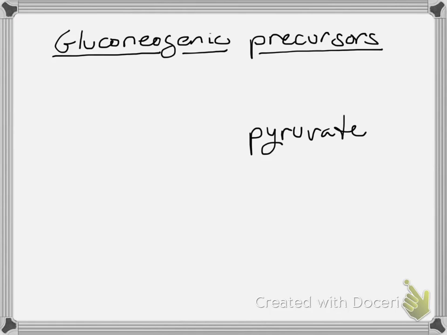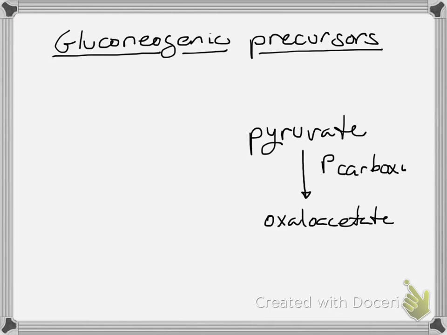So pyruvate is going to, remember, in gluconeogenesis, form oxaloacetate by the pyruvate carboxylase enzyme. So the question is, and I started with pyruvate, but where does the pyruvate come from? Well, the pyruvate's going to come from extracellular sources. So there are three major gluconeogenic precursors. The first one is lactate.